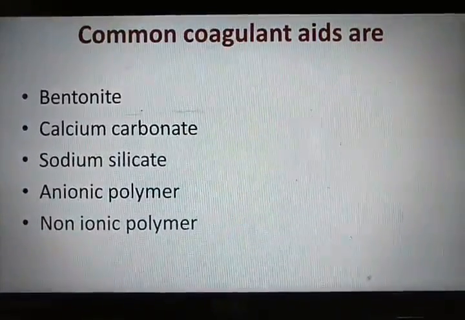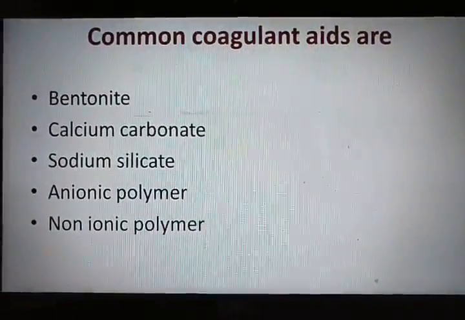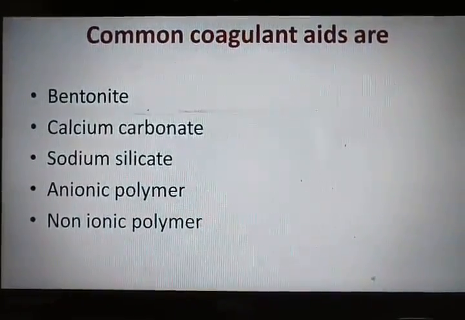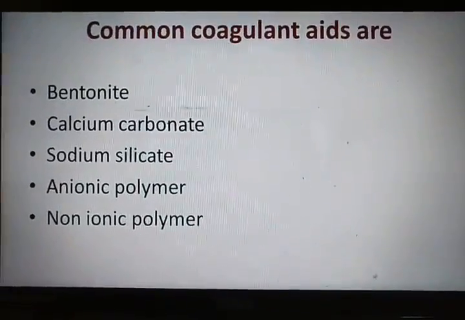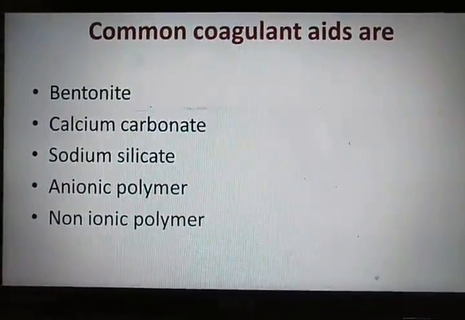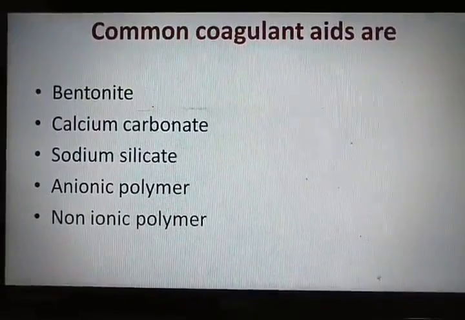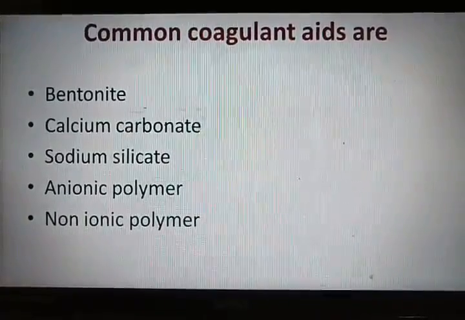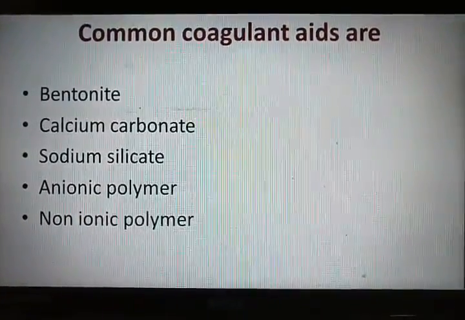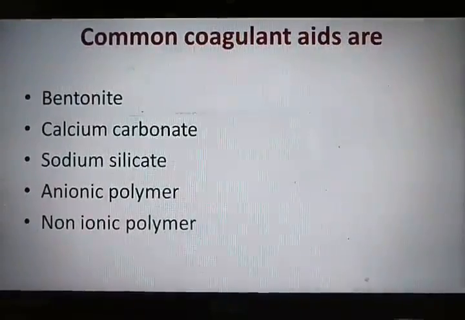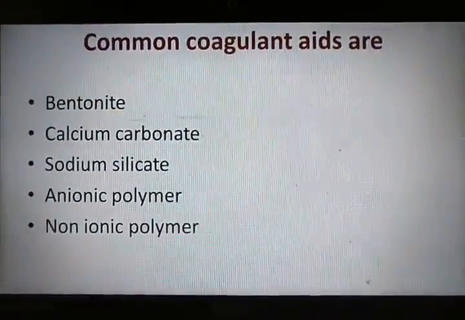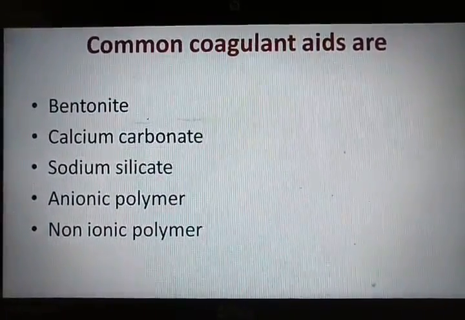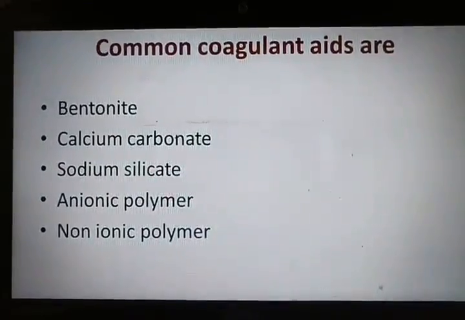Okay, so these are some of the commonly used coagulating aids in the treatment of water: bentonite, calcium carbonate, sodium silicate, anionic polymer and non-ionic polymer. So in this class we have studied coagulation, flocculation, the mechanism, formation of the double layer, the settlement of particles, then different types of coagulants and these operations.